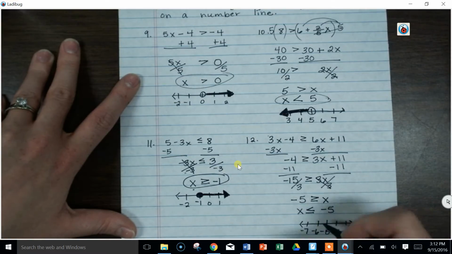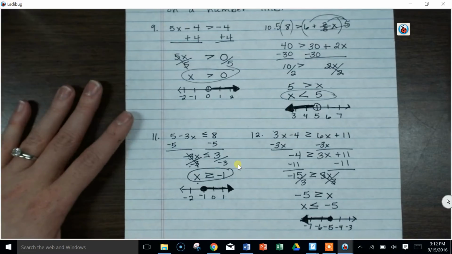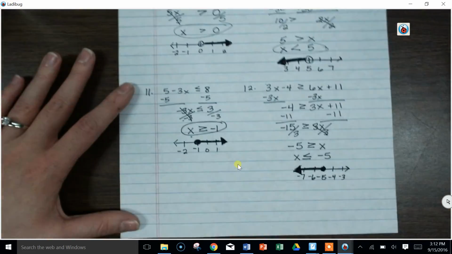Or equal to means I need a solid circle. Less than means I'm shading to the left where the numbers are smaller. And that's it on 12. Okay, 13 is very similar to 12.